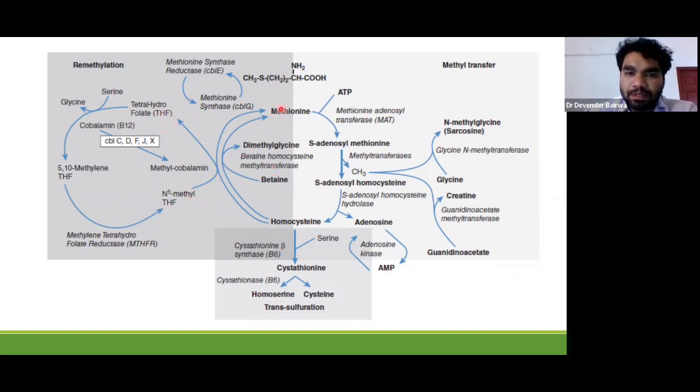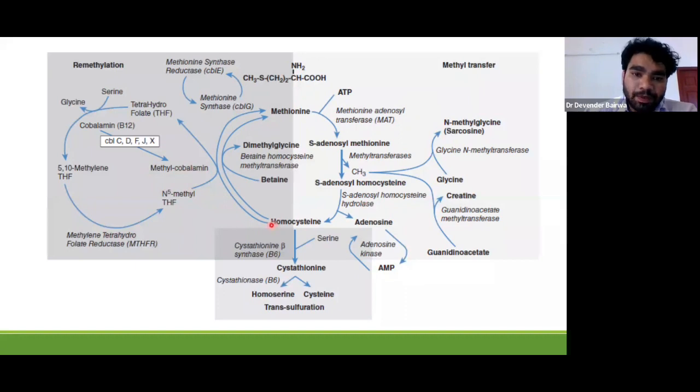So what happens once this methionine is formed? Then it will form S-adenosylmethionine, then S-adenosylhomocysteine, and then this methyl will go. So basically, just to provide one methyl group, there are so many players involved. This reaction is important because in most of the methylation reactions occurring in the body, this step is required.